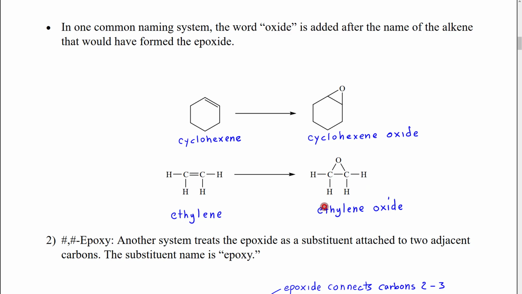The confusing thing about this naming system is that the name contains the ENE ending in one of its parts, but the actual molecule has no double bond. So this is not really my preferred naming system, but it is widely used, and so you probably need to become familiar with it.